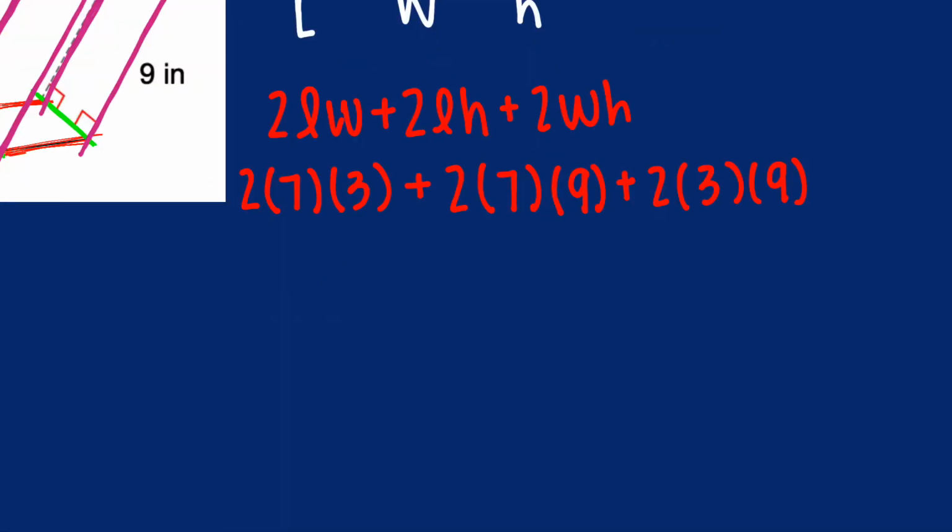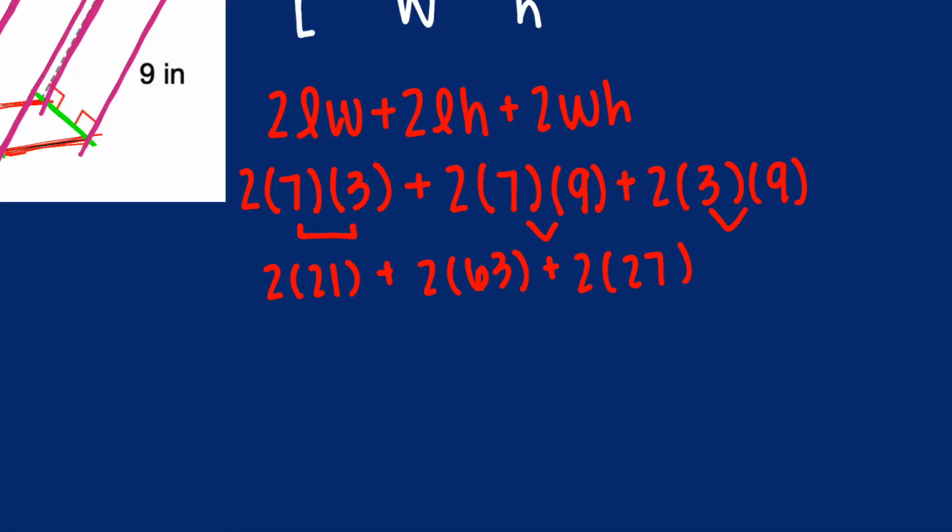So 7 times 3 gives me 21, so 2 times 21, plus 7 times 9 gives me 63, plus 2 times 3 times 9 gives me 27. You can skip this step if you want and just plug it onto your calculator and get one number. I'm breaking it down step by step for this first one, just so you can see how it would be.